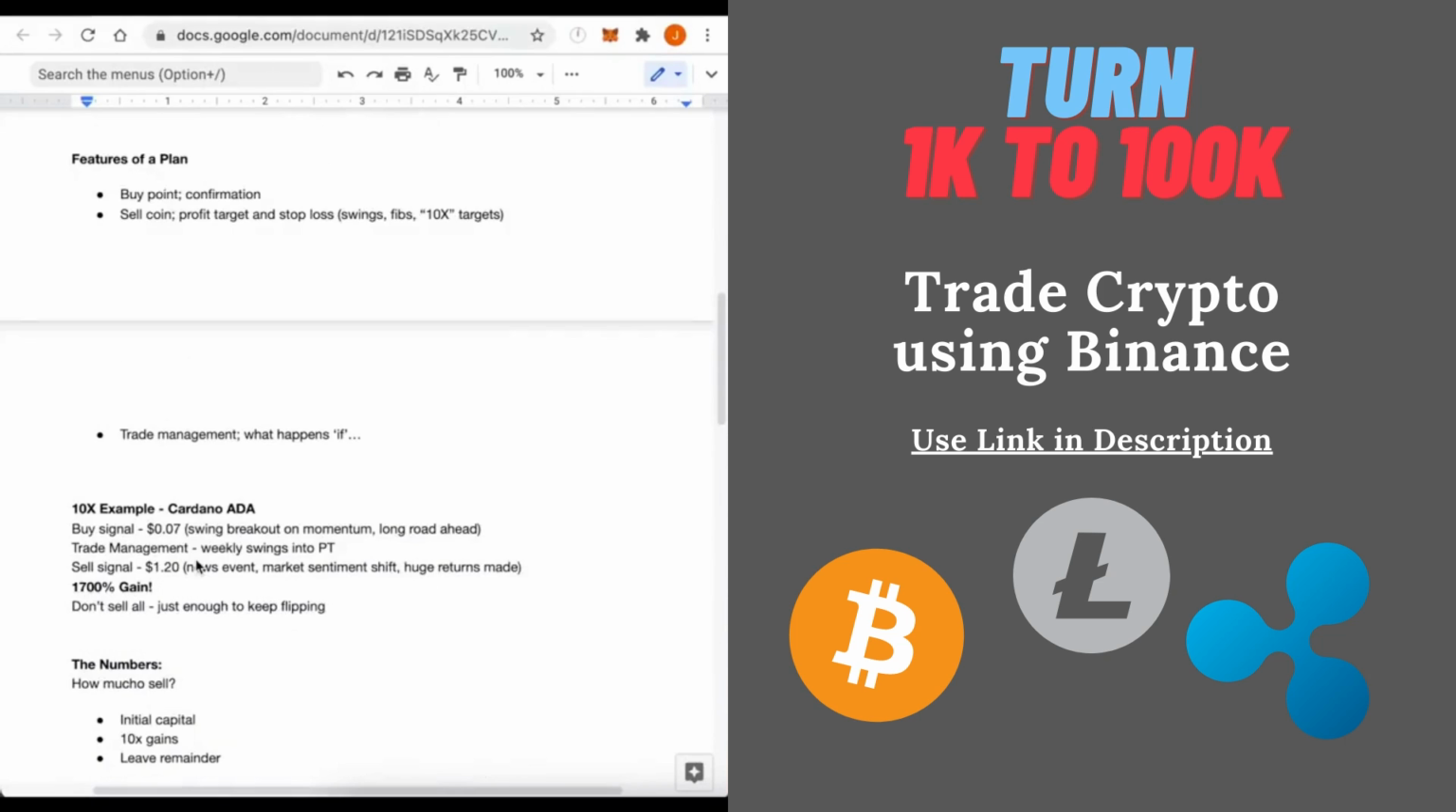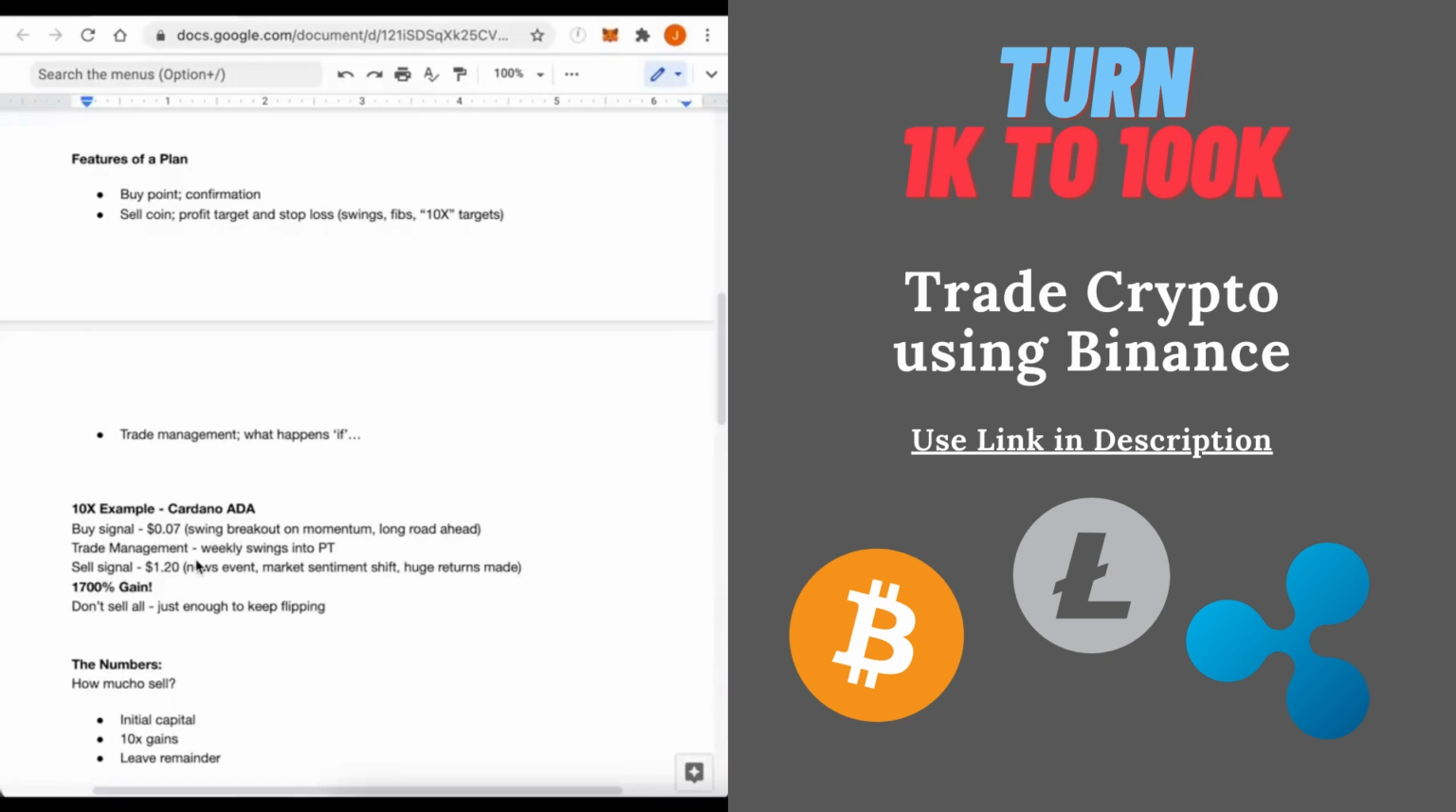Features of a plan. We need a buy point, so we need a confirmation of when to get in, and I'm going to show you an example in a minute. As you can see here with Cardano, a sell point, selling coin. When are we going to sell this thing? And I get ripped apart when I talk about selling, especially from the primitive mindset people who hold coins because they want to get married to them.